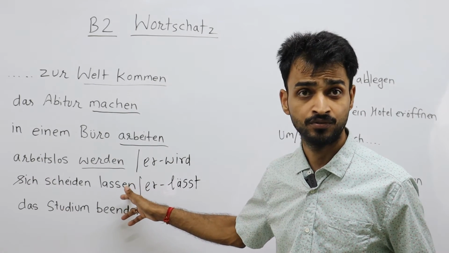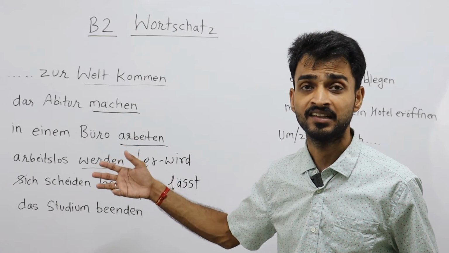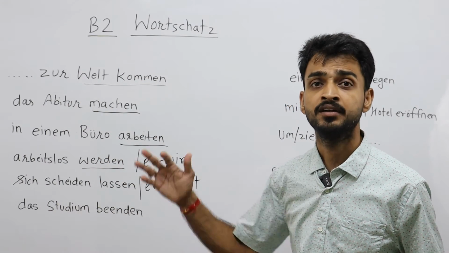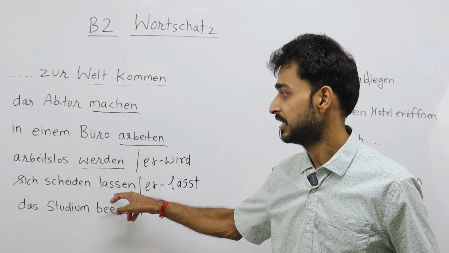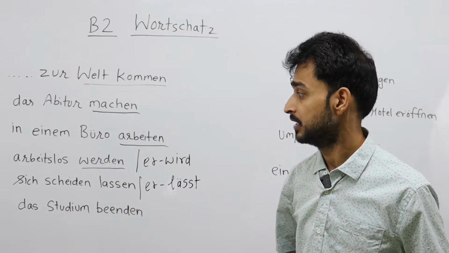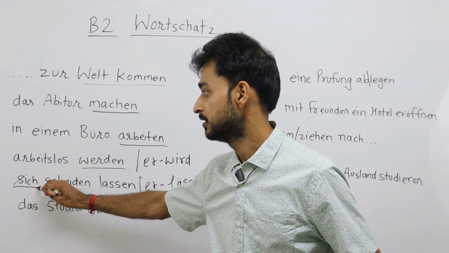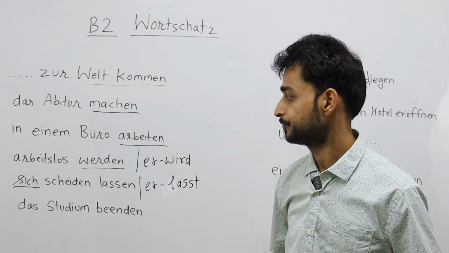So the preposition is also here: von. Sich scheiden lassen, von. To get separated from someone. Okay, sich scheiden lassen. It's a reflexive verb. Sich, reflexive. It shows that this is a reflexive structure.